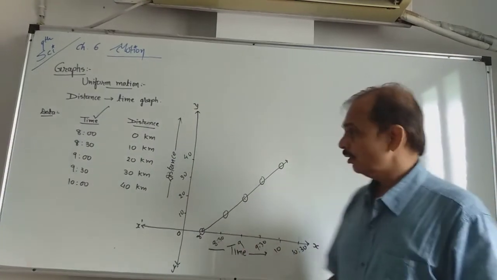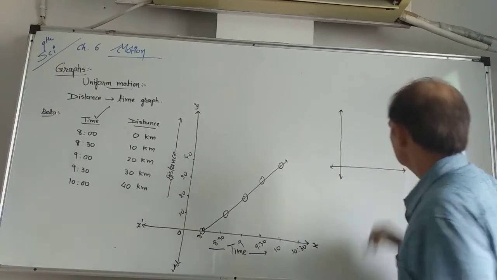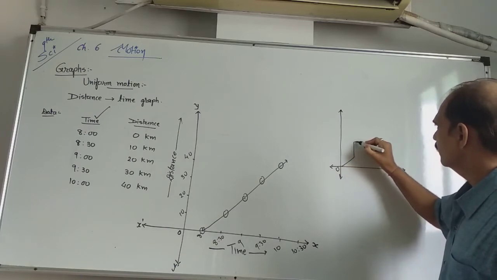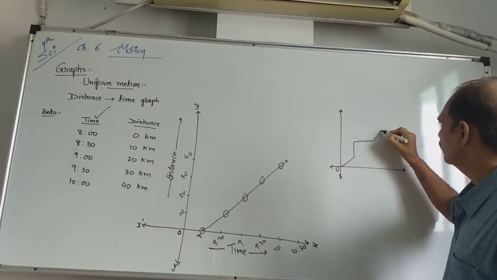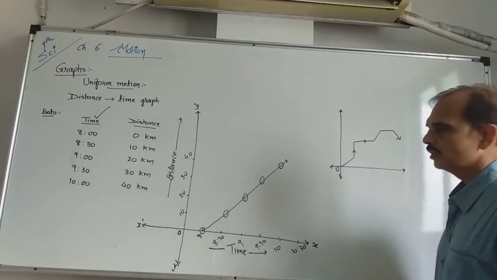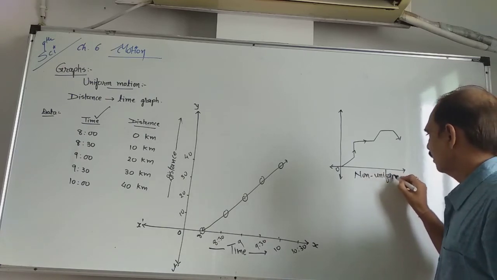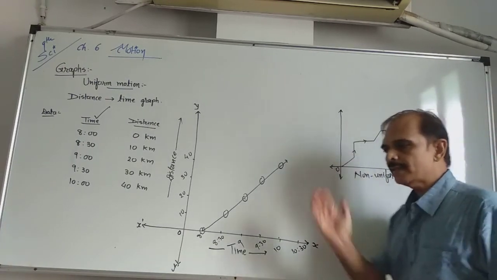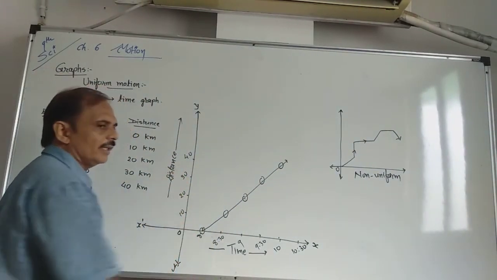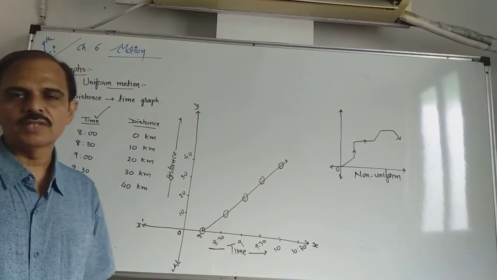If there is non-uniform motion, then the non-uniform motion graph will start with 0, then its speed increases, then maybe steady, maybe decreases, increases, like this. So this is a non-uniform motion graph. Always the graph of non-uniform motion is zigzag, right? So from the graph we can deduce that the graph is of a uniform motion object.